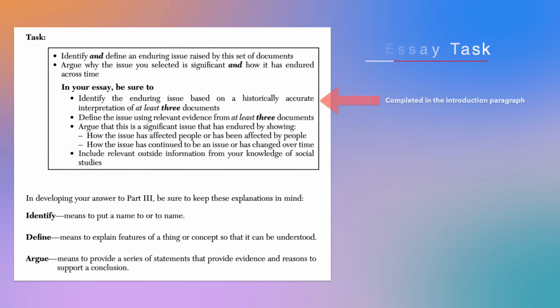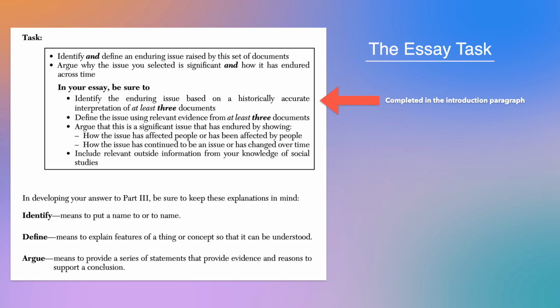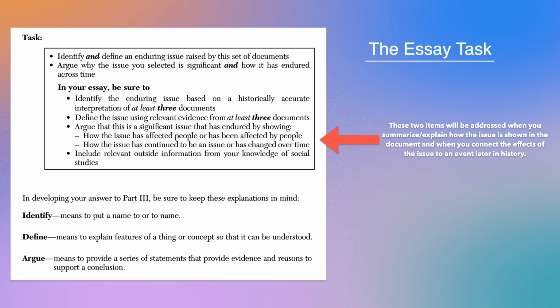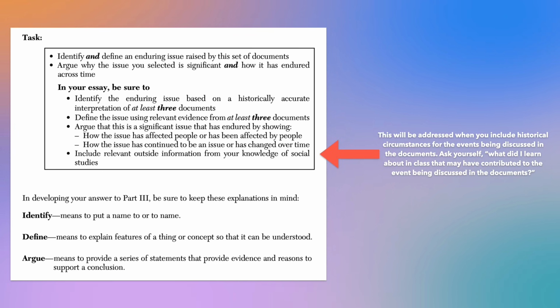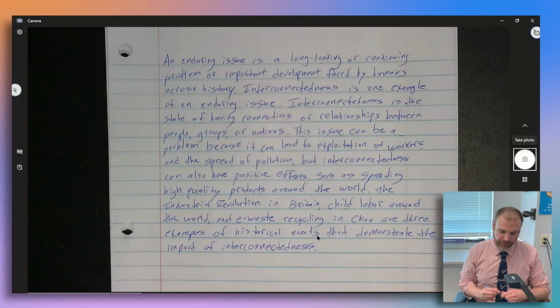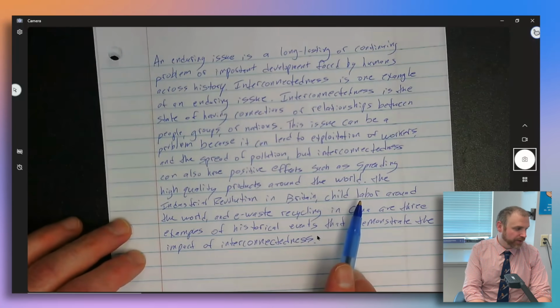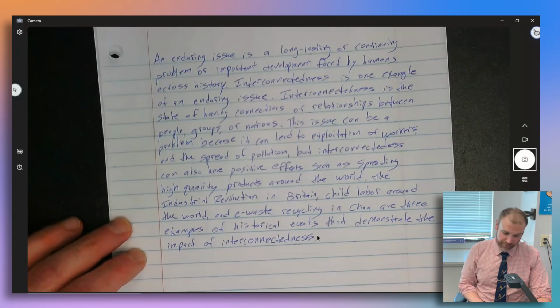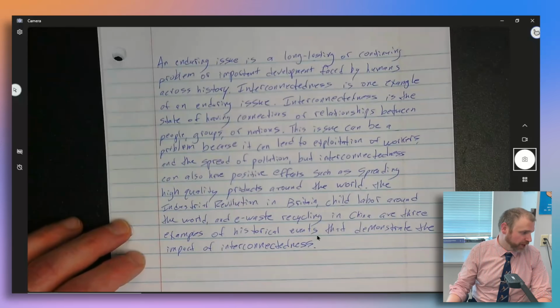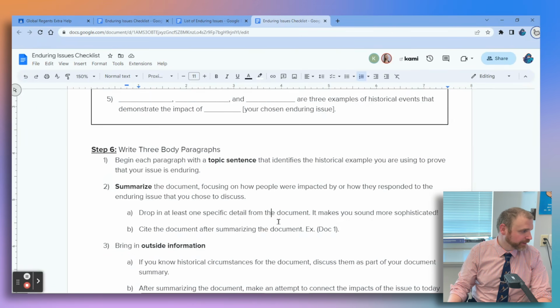So what you should probably do is start each body paragraph with a topic sentence that identifies the example that you're using to prove the issue. Well, what are the examples? The examples are the events that we listed in our introduction paragraph, right? The ones we're going to write about for each document, right? So Industrial Revolution was document 1, child labor is document 4, e-waste is document 5. So why don't we just go in order? We'll do document 1, and we'll do a topic sentence.